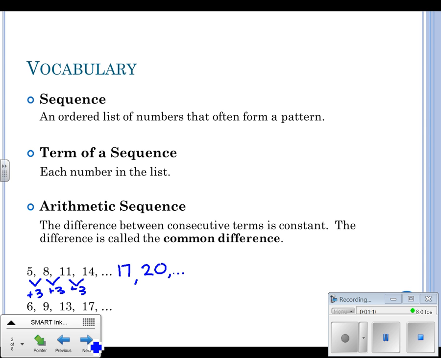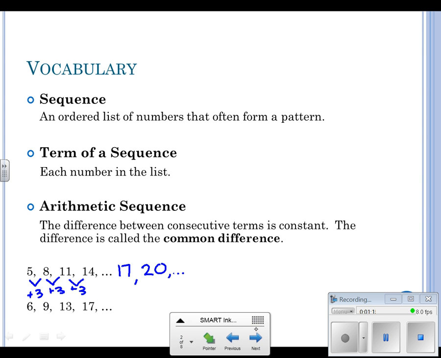When you're going from 6 to 9, 9 to 13, and 13 to 17, we see we'll go up by 3, and then here we're going up by 4, and then here we're going up by 4 again. We see that that is not constant. So that is not an arithmetic sequence.